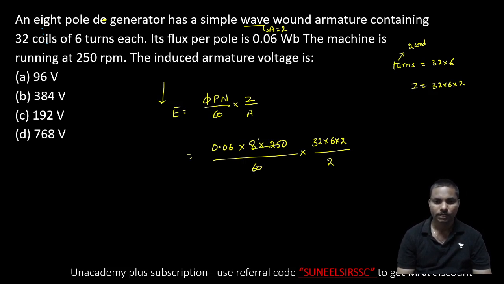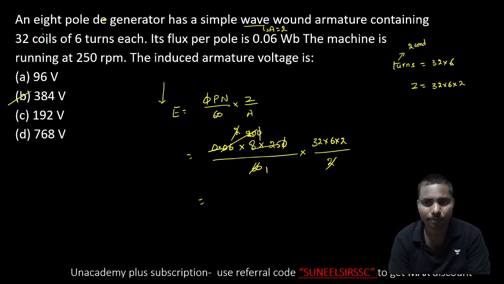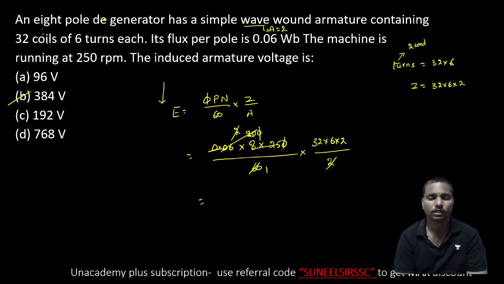25 into 8 is 200. This 0 and these 2 zeros are cancelled out. 6 into 20 is 120. 120 means 6 1 6 2. This 2 is cancelled out. Then 32 into 6 into 2. 6 into 2 is 12. 32 into 12 is approximately 300 something. So the answer is option B. Like that, you can simply calculate the EMF equation. The very important thing is which type of winding, and second, finding the number of conductors.